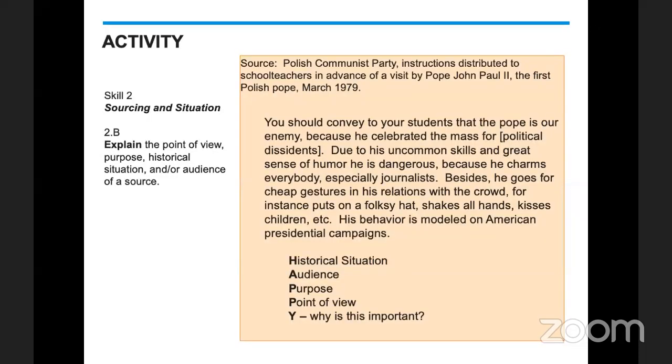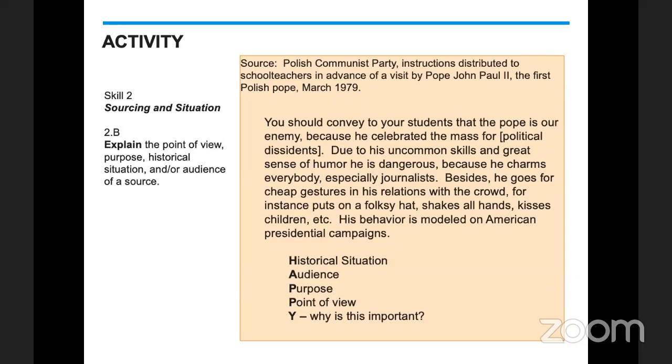So our guided practice, I selected this document for you. We're going to do sourcing today. When we're doing sourcing, we have to explain the how, why, because, the point of view, the purpose, the historical situation, and/or the audience of a source. That's the acronym HAPPY we have at the bottom. As Katie has mentioned, sometimes other teachers use HIPPO, or they have their own organization that they work with students on. Please, if your teacher's doing that, just continue to use that. That's what you've been taught.